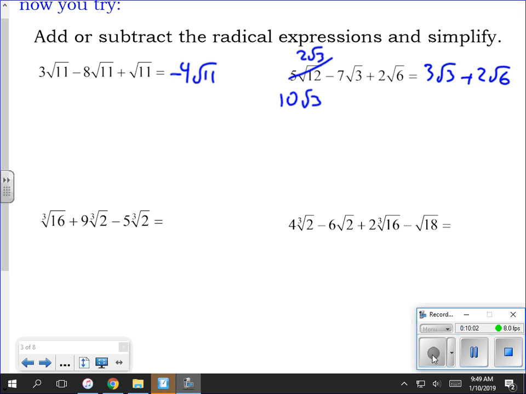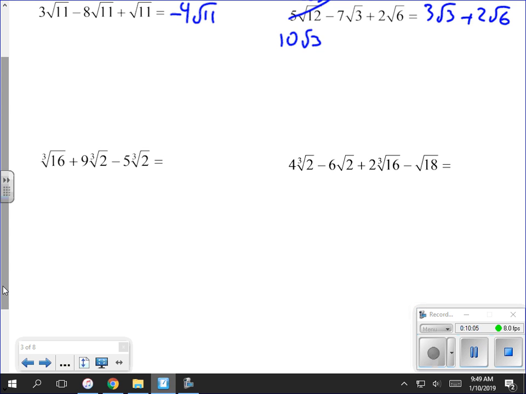On this one here, cube root 2, can't do anything to those. Cube root 16, I can. And we did this on the previous example. The cube root of 16 was 2 cube root 2. That's how it simplifies. We did that on the previous page. Okay. Now they're all cube roots 2. Add them all together. 2 plus 9 is 11. 11 minus 5, 6 cube root 2.